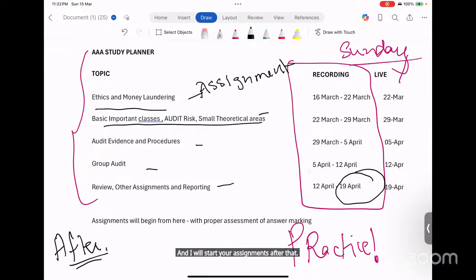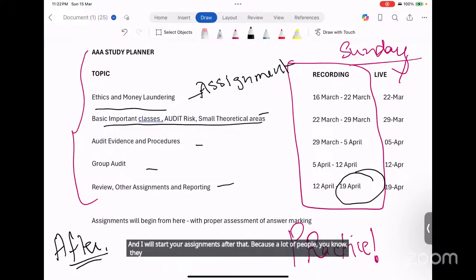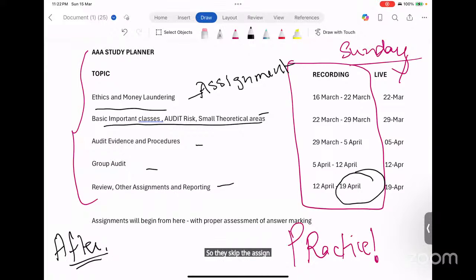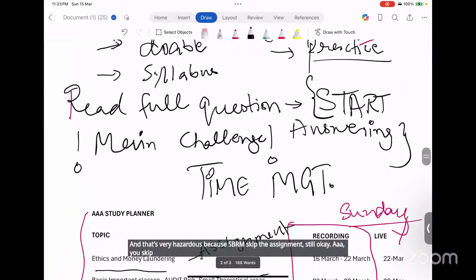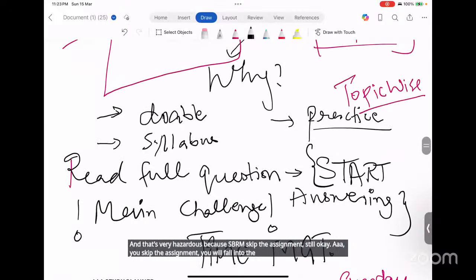Because a lot of people start late or fall off the track, or they don't feel ready for the questions yet. So they skip the assignments. They don't give the assignments at all. And that's very hazardous because in SBR, you skip the assignment, still okay. AAA, you skip the assignment, you will fall into the track of all the challenges.